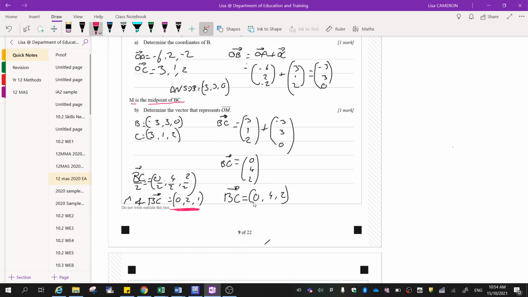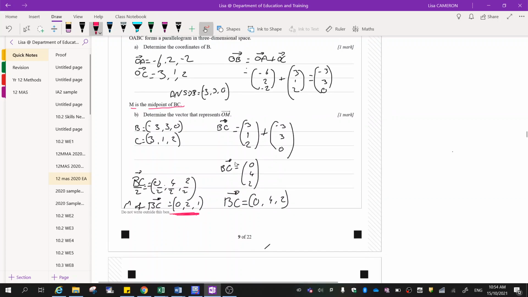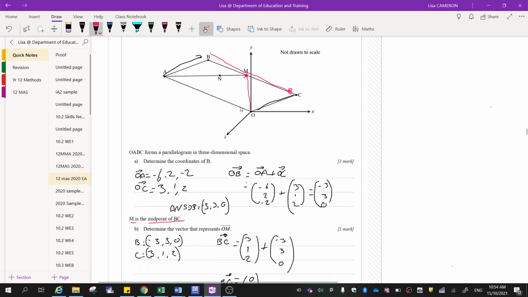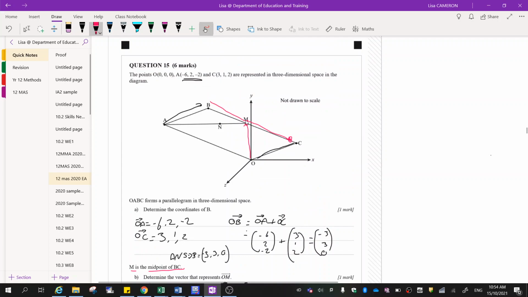That right there is the final answer. Just as it says, determine the vector that OM represents. OM basically means you just want to find the coordinates of M. And by finding the coordinates, O to anything, or the origin to anything, is just the coordinates. That's why that there is just the coordinates of A. But that is actually vector OA. So it's the same scenario.